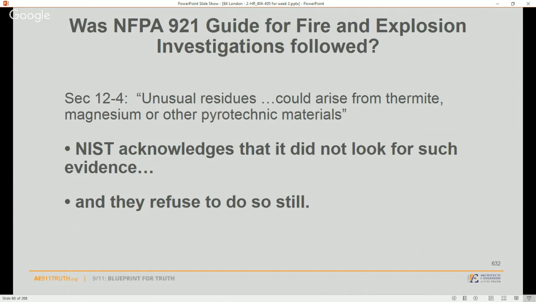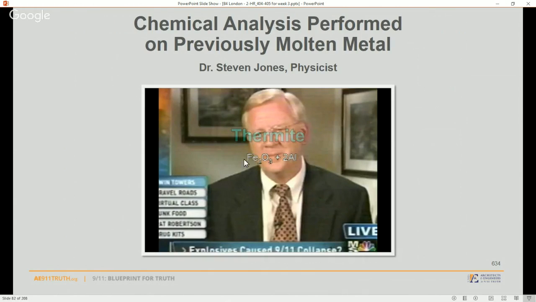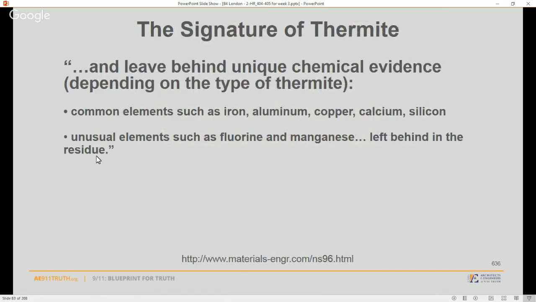They said in writing, well, we never really looked for it. Wow. They refused to look for it still. But other independent scientists look for it, including Stephen Jones, who says if there was thermite, you'd be looking for unique chemical evidence left behind in the residue.